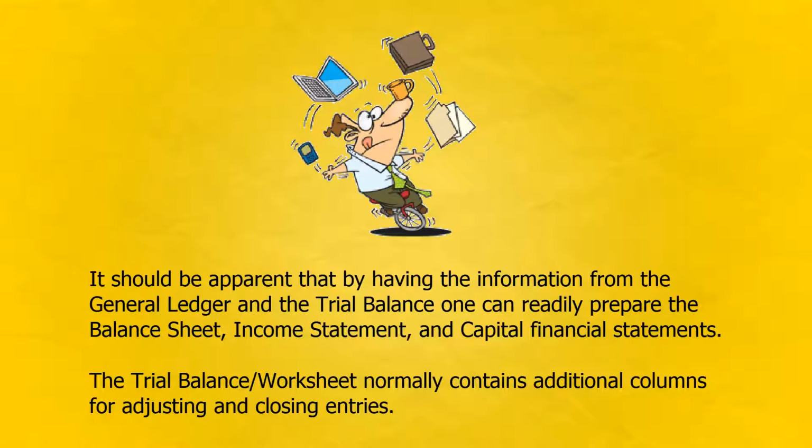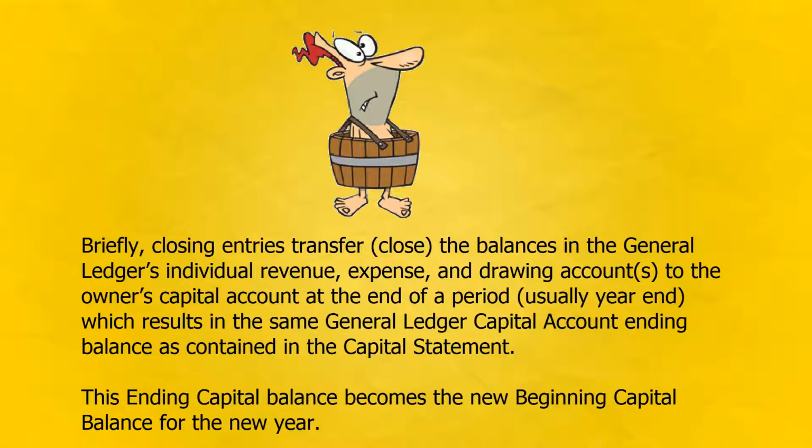The trial balance worksheet normally contains additional columns for adjusting and closing entries. Briefly, closing entries close the balances in the general ledger's individual revenue, expense, and drawing accounts to the owner's capital account at the end of a period, usually year-end, which results in the same general ledger capital account ending balance as contained in the capital statement. This ending capital balance becomes the new beginning capital balance for the new year.